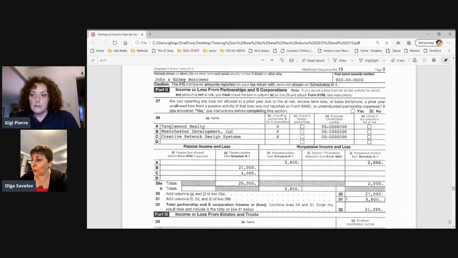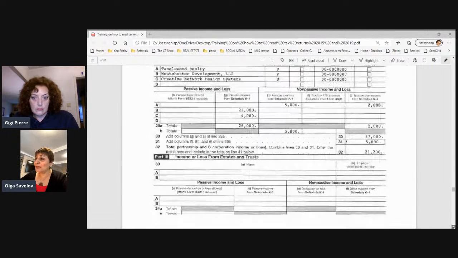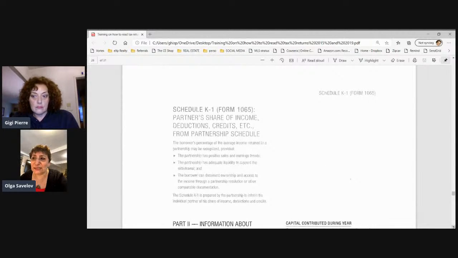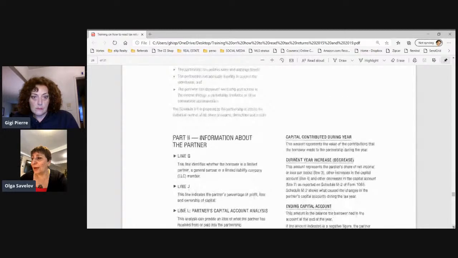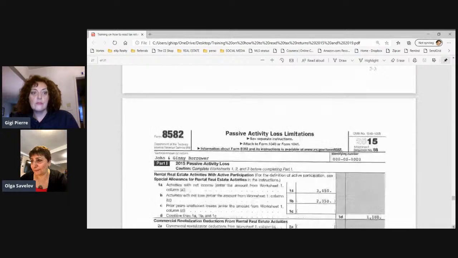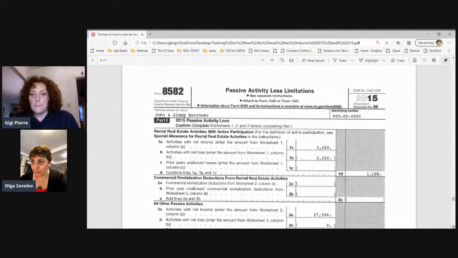Okay, then we're going to go to page 26. Page 26 gives you a very detailed explanation of all the incomes and all the options of the incomes on Schedule E. So you could read that at your leisure. Now, let's go to passive active loss limitation, page 27. There you go.